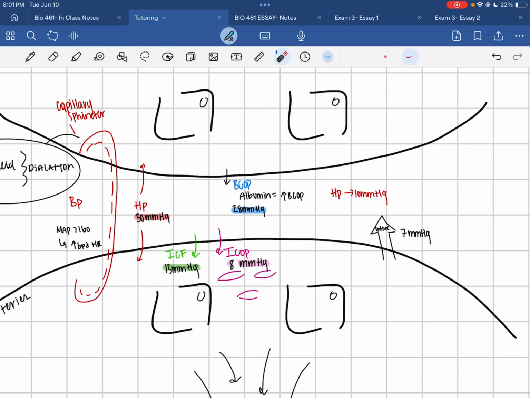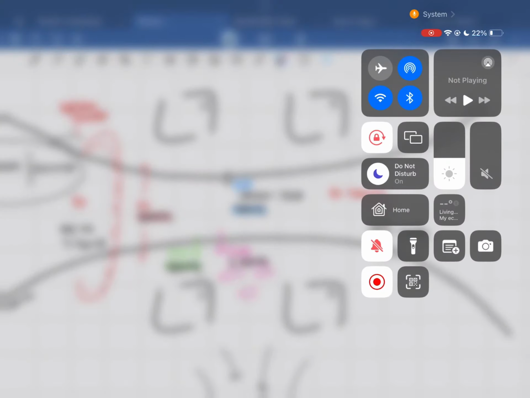Or we have osmotic edema, which means that we have a lower plasma osmolarity in here than the extracellular fluid osmolarity, causing the water to move out from the capillaries into the interstitium. And some things like that could be liver failure, excessive water intake, or increased ADH, which is your anti-diuretic hormone.